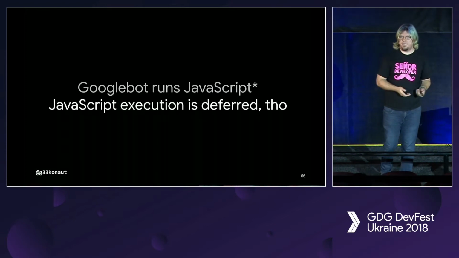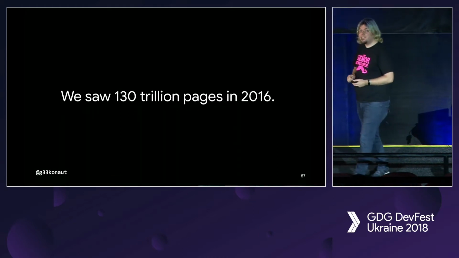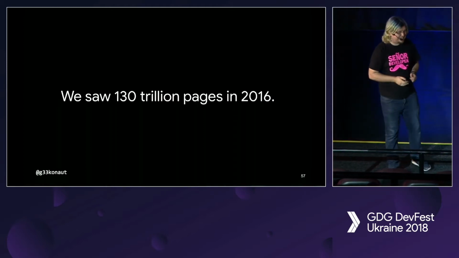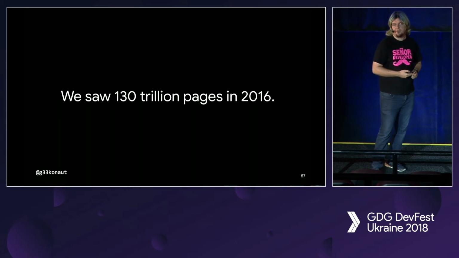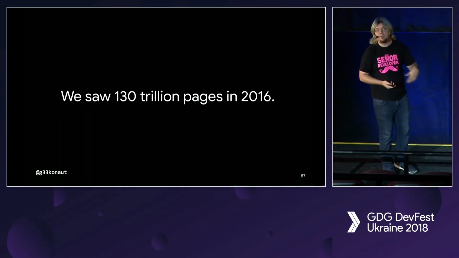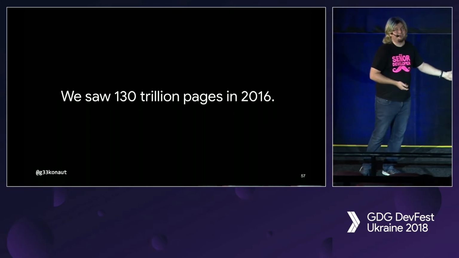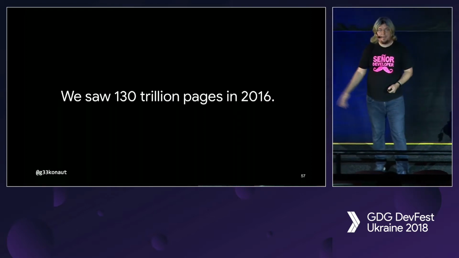Now, what does that mean? Well, the thing is, the internet is big. The web is particularly big. So in 2016, we crawled 130 trillion pages. That's quite a lot. Now, try browsing to 100 trillion pages on your computer. It's going to take a while. And if you have to wait for all the JavaScript to download and parse and execute, it's going to take a lot longer. So we can't all do it in one go. We have to do it one by one and step by step.